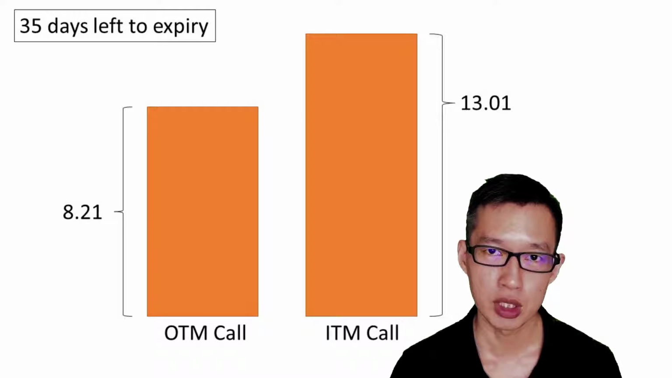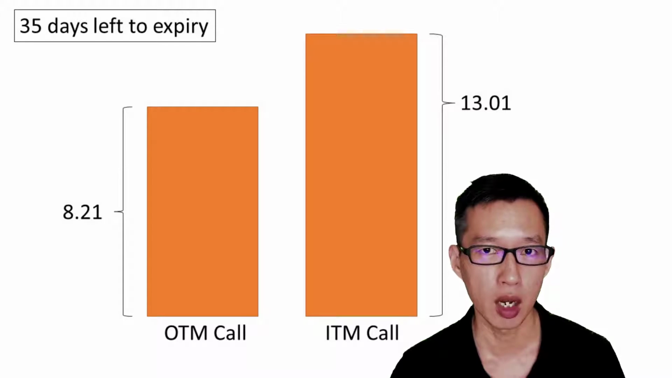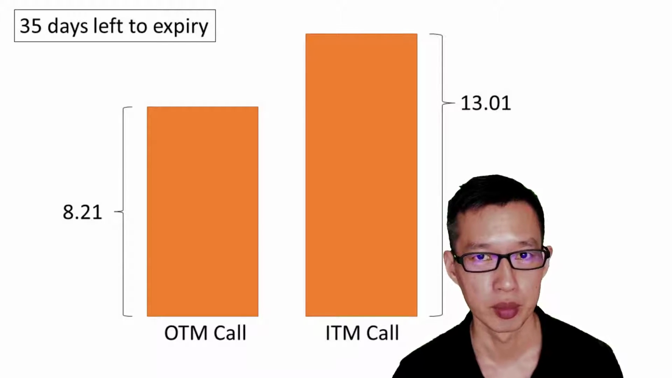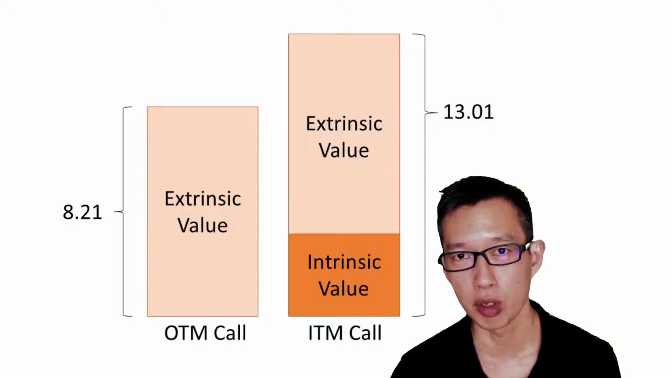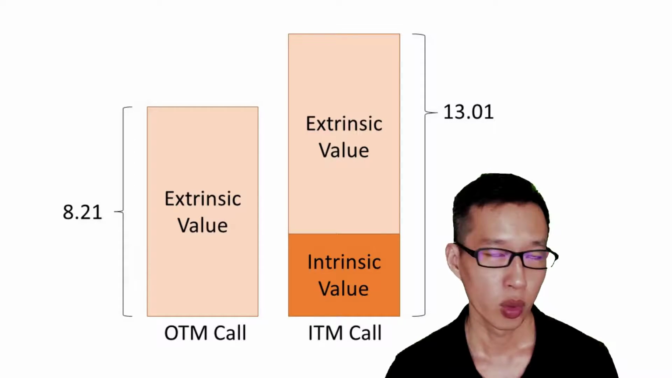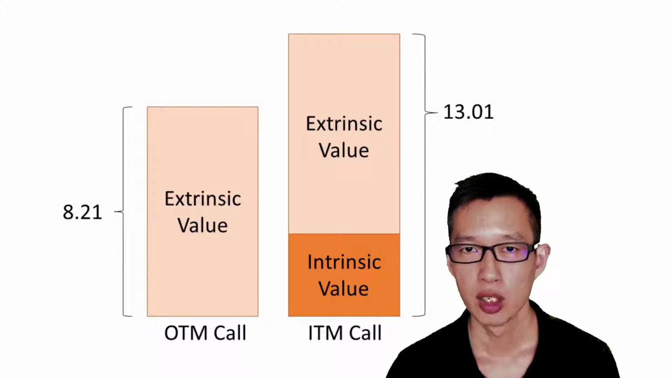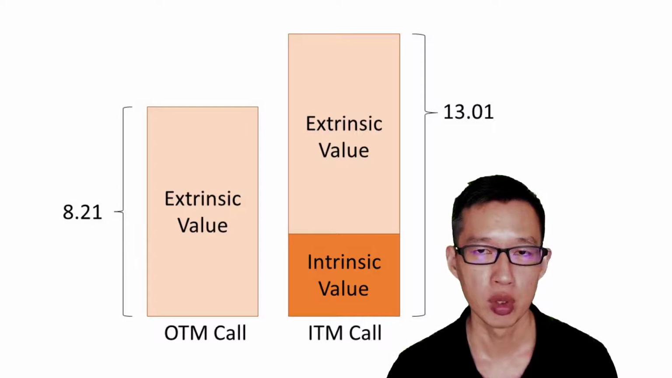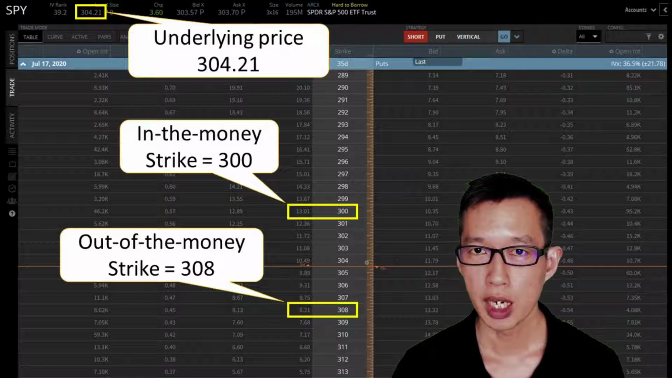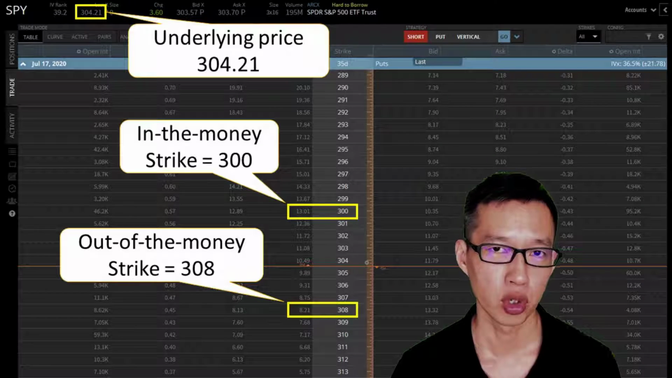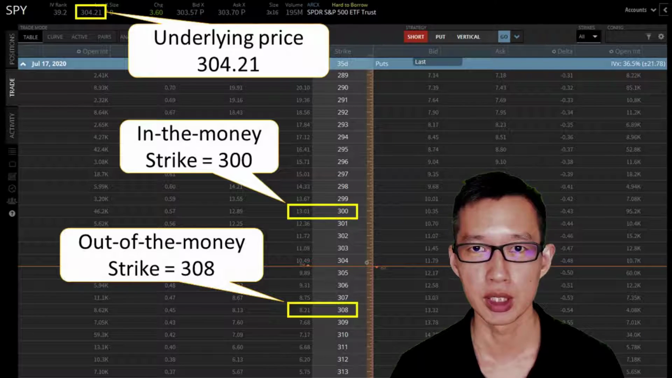The price of the options can be further broken down into extrinsic and intrinsic values. So let's take a look at how to calculate these things and why they are important. The price of the out of the money call option is completely made up of extrinsic values only, whereas the in the money option comprises both extrinsic value and intrinsic value. To calculate the extrinsic and intrinsic value, what I need is the underlying price of SPY. So as you can see, the underlying price of SPY is $304.21.